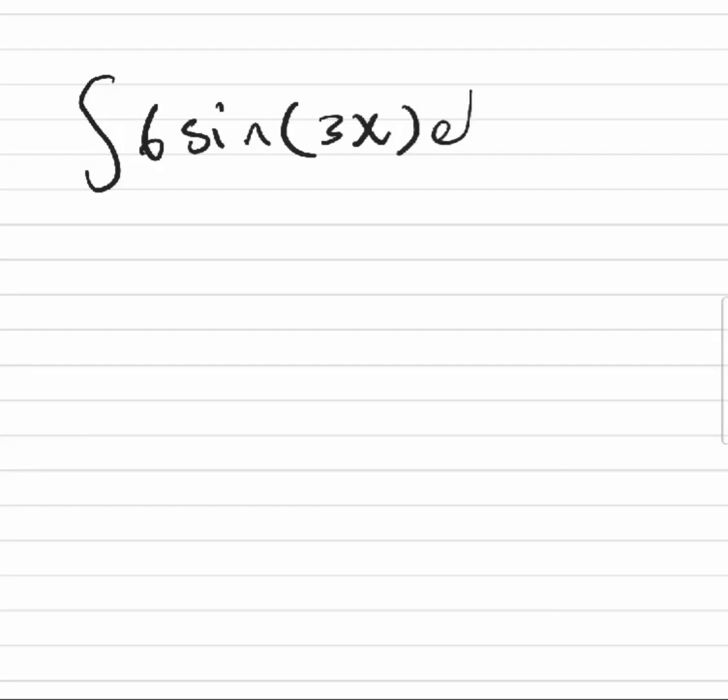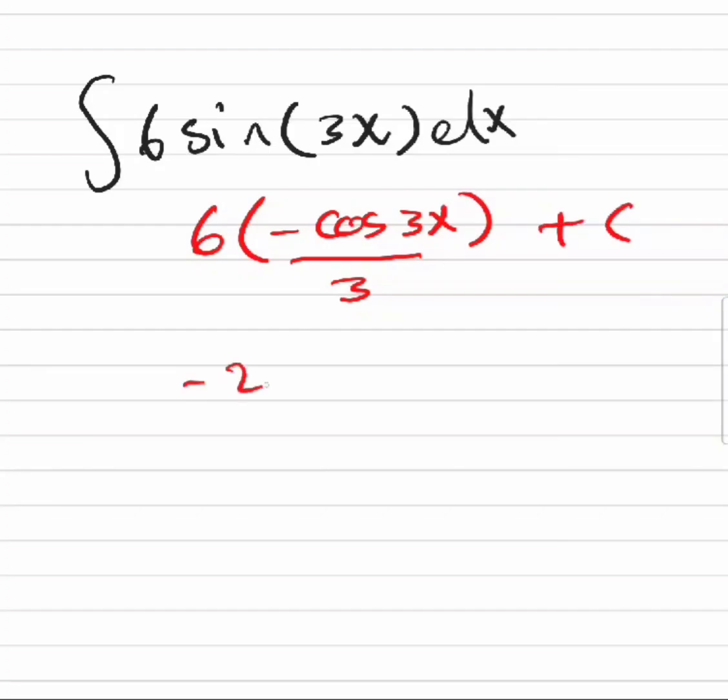Let's try this one: 6 sine 3x dx. The antiderivative of sine is negative cosine 3x, but divided by 3. So the final answer is negative 2 cosine 3x plus c. 6 divided by 3 is 2.